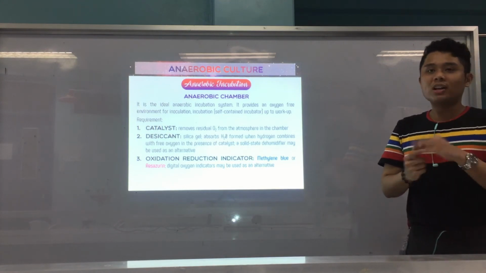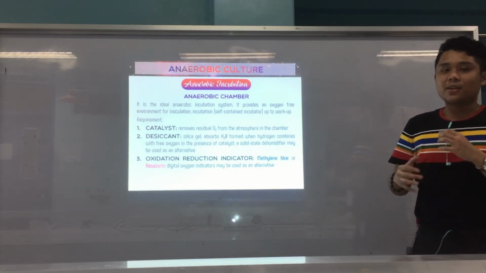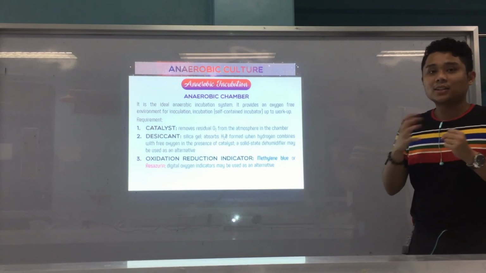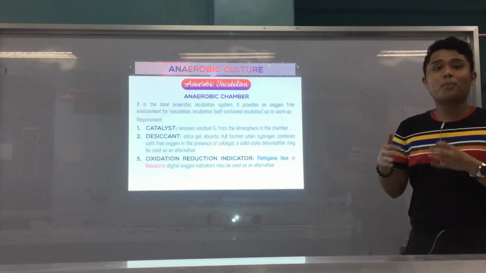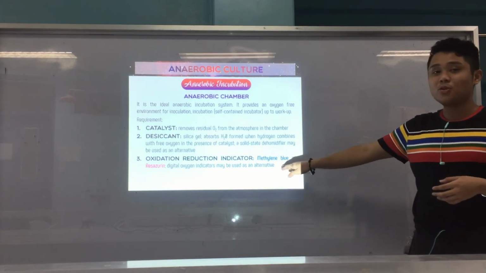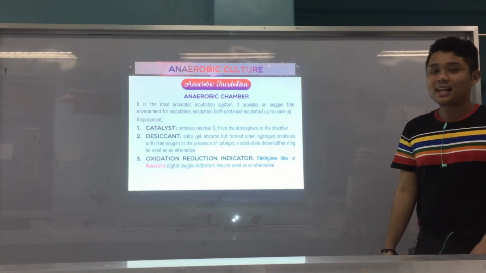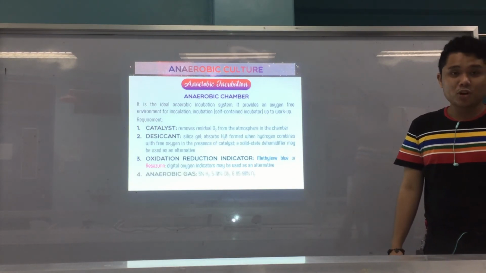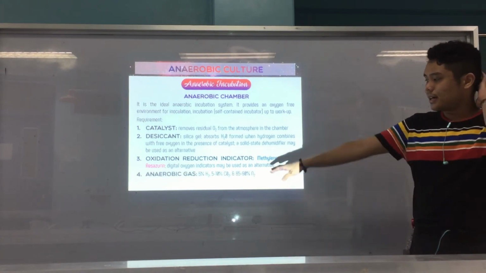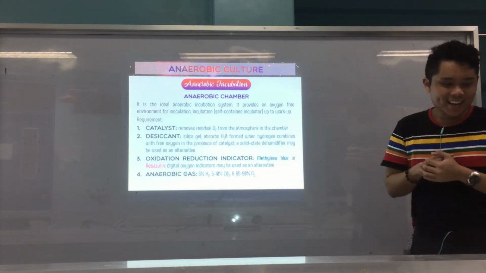or naay oxygen dito. So once na ang indicator indicates na naay oxygen, then of course, kailangan matangtang ang oxygen, or appropriate measures to be done para mawala ang oxygen. Okay, so again, methylene blue or resazurin. Ayan. So naa po yung mga digital oxygen indicators na pwedeng magamit. And of course, anaerobic gas, your gas can be hydrogen, carbon dioxide, or nitrogen. Basta walay oxygen. Okay? Okay, alright.